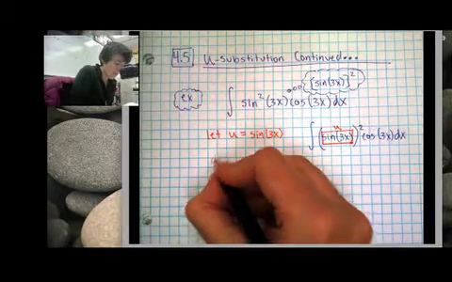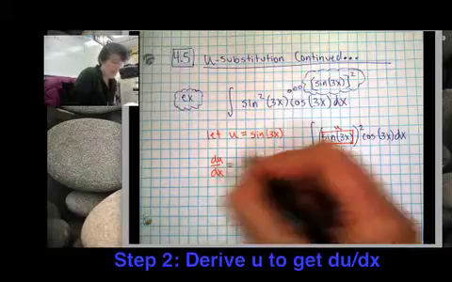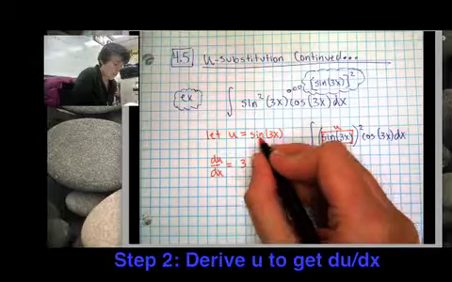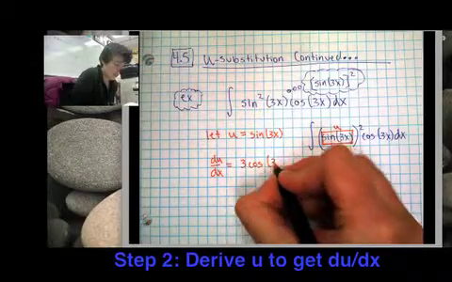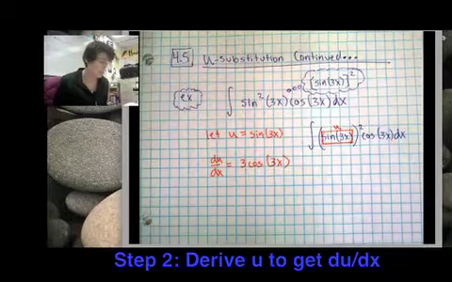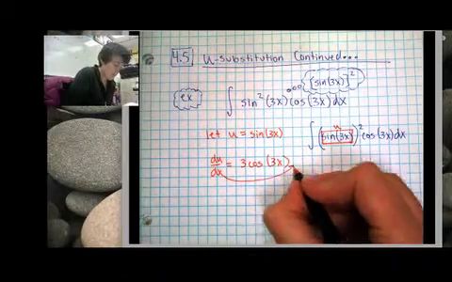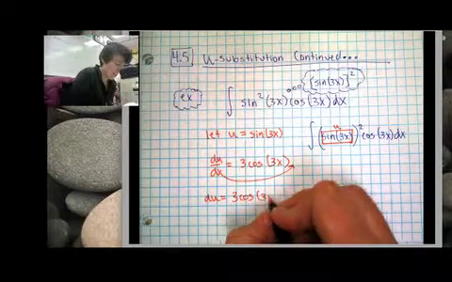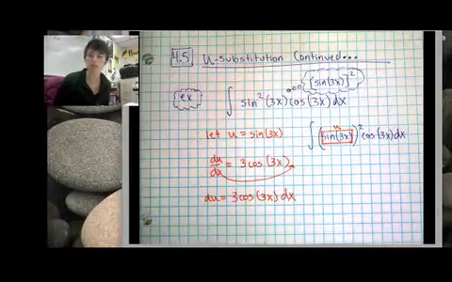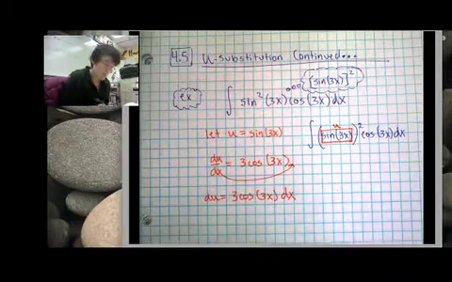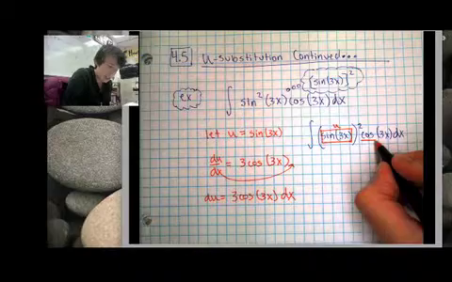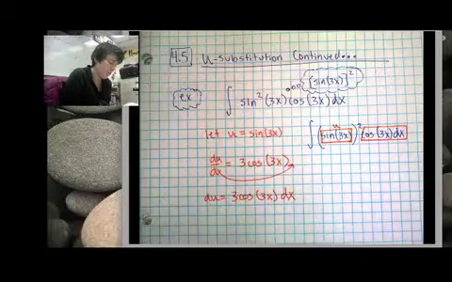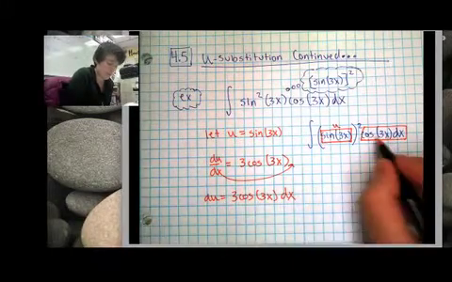Step two is derive du dx. So the derivative of sine 3x requires the chain rule. Derivative of 3x is 3, sine is cosine, and we keep the inside 3x. Okay, then I'm going to multiply dx to the other side and get du equals 3 cosine of 3x dx. And if you look at your problem, this is almost perfect because we have a cosine 3x dx right here. That's exactly what I was going for. I don't need this extra 3. There's no extra 3 in this problem.